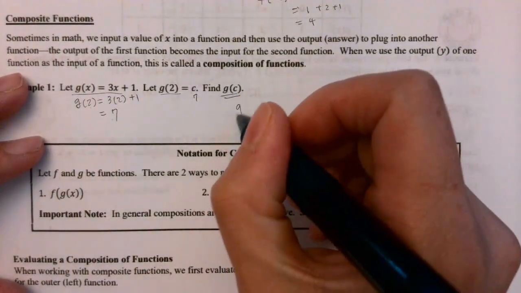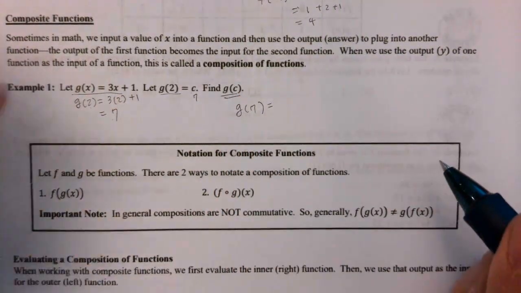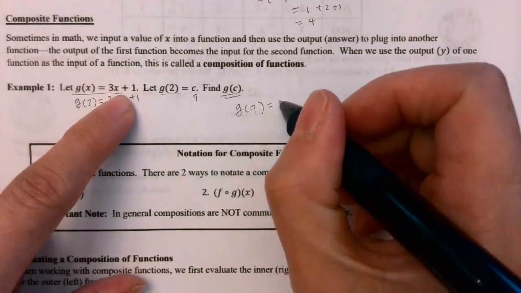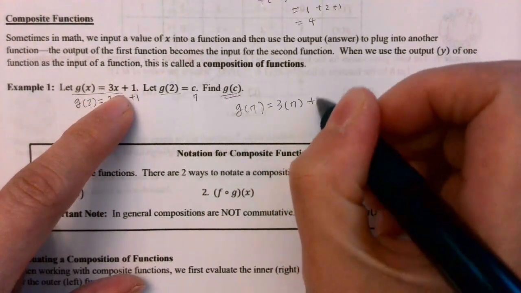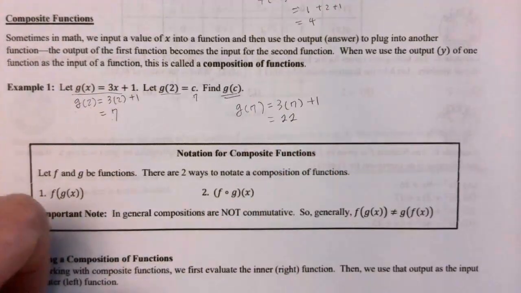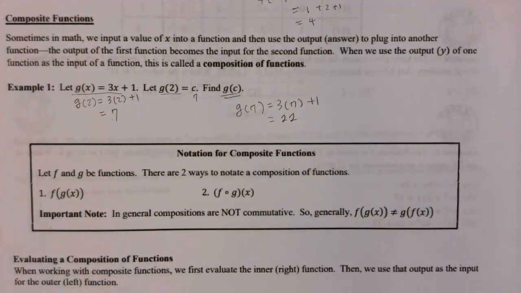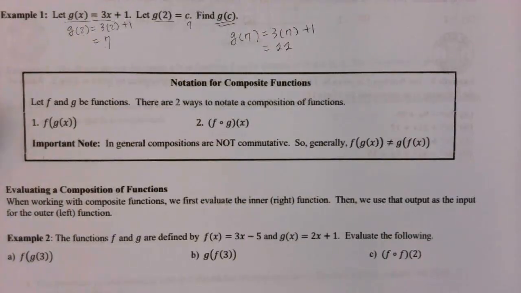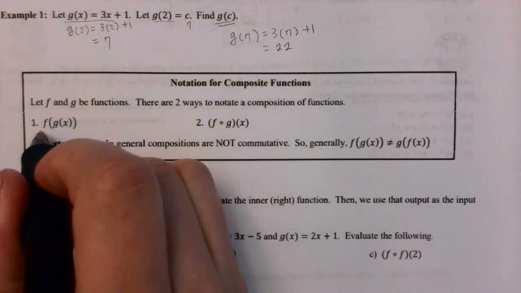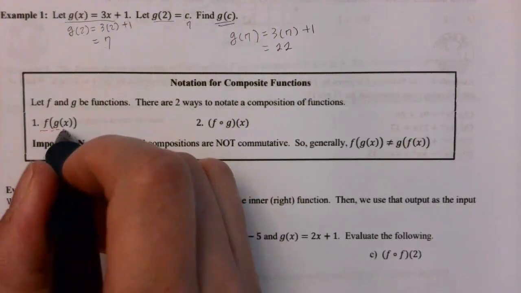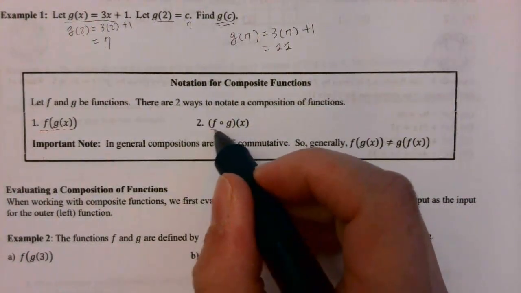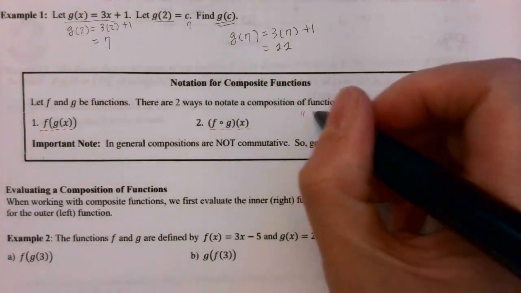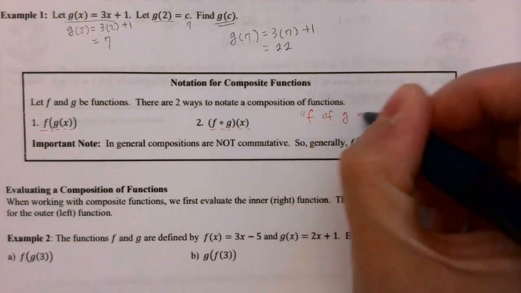Please go ahead and find g of 7 this time. So we're going to take that 7 and plug it in over here. So 3 times the input, which is 7, plus 1, that's going to be 22. Okay? All right. There are 2 ways you can write down the compositional function, like f of g of x or f circle g of x. These two represent the same thing, and we read it as f of g of x.